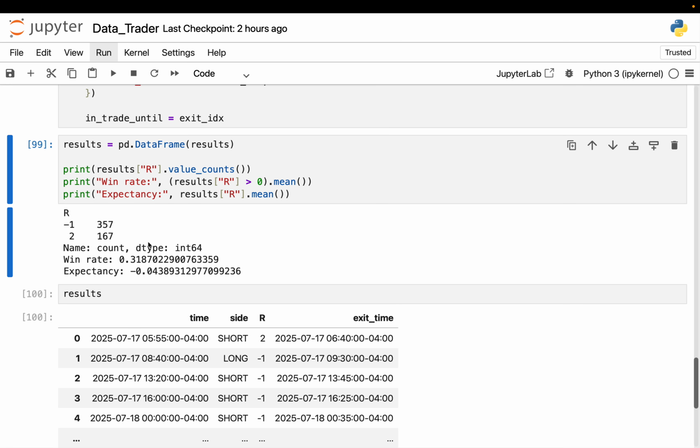So the important number here is the expectancy, which is minus 0.044 R per trade. That means the strategy loses about 0.044 units per trade on average. So in its raw form, it is slightly negative, but very close to break even. So without any amendments, you cannot trade this strategy.